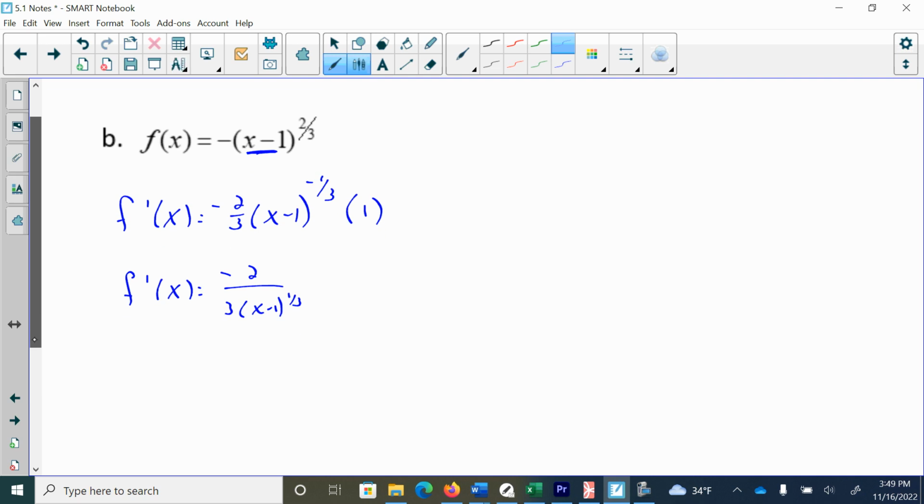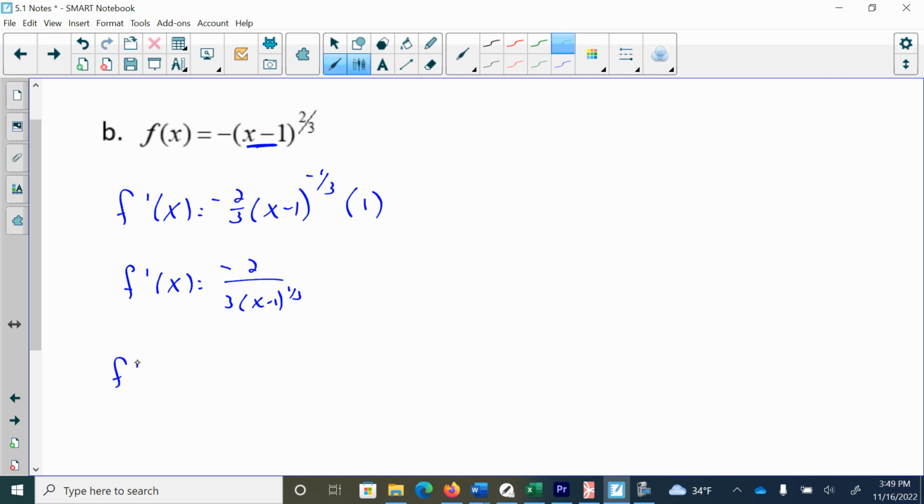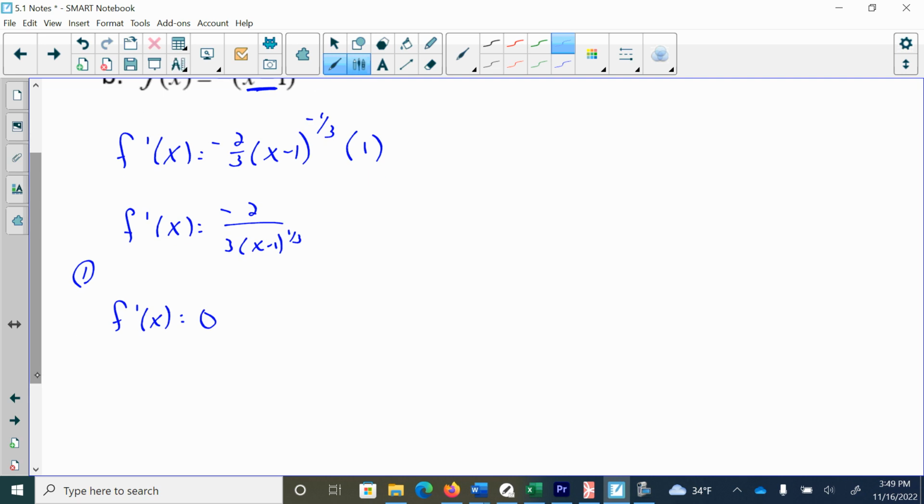So then I'm going to ask myself, well, when is this derivative equal to 0? That's case number 1. And in order for a rational expression to be equal to 0, remember the numerator has to be equal to 0. So that negative 2 would have to equal 0. Well, that's not going to happen, so I'm not going to get any extrema from there.